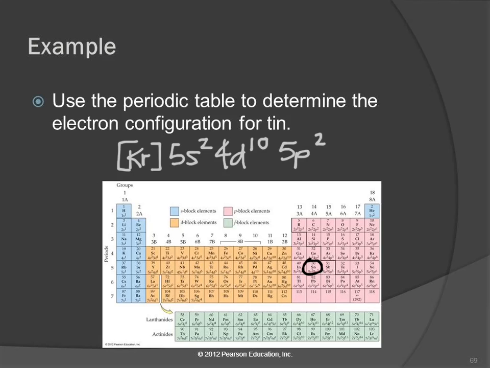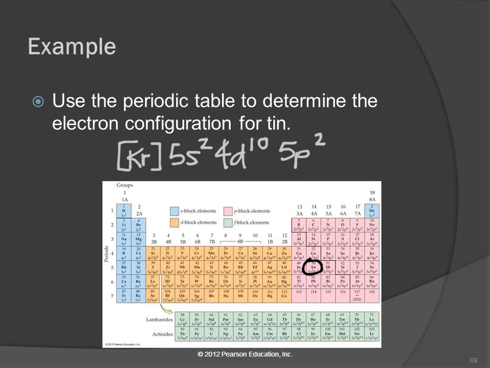Anybody else? So tin would have 4 valence electrons. Pardon me? Tin would have 4 valence electrons, yes. Because the highest shell is 5, and there's 2 S's and 2 P's. 2 plus 2 is 4. Also, it's in group 4A. So that is definitely the simplest way to identify number of valence electrons. And that'll be really important for our next chapter.